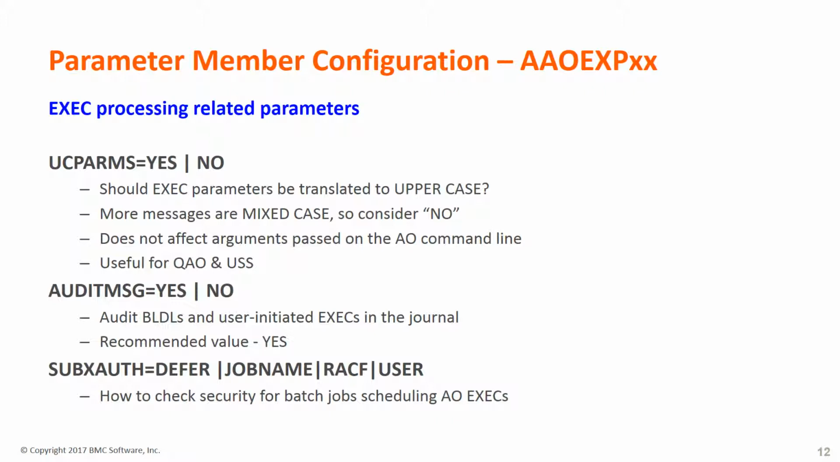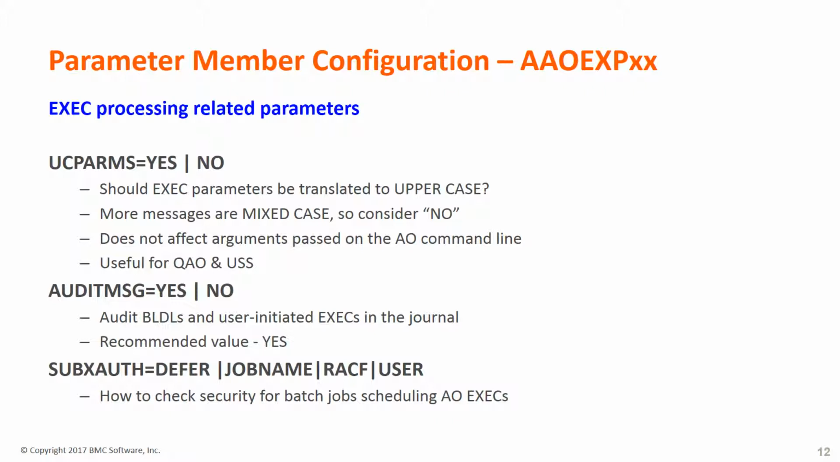Additional params in AAOEXP include UC params equals yes or no, which says, do I want to translate to uppercase the parameters I'm passing to my execs? Now we can specify no to have mixed case, which can be very helpful for those areas where you have mixed case entities, such as MQ series or Unix system services.